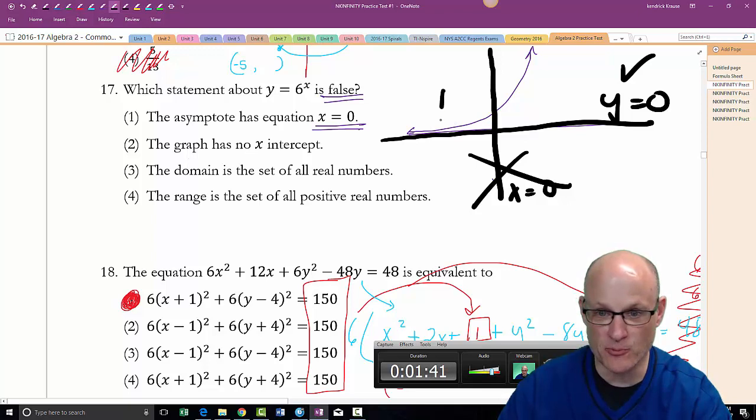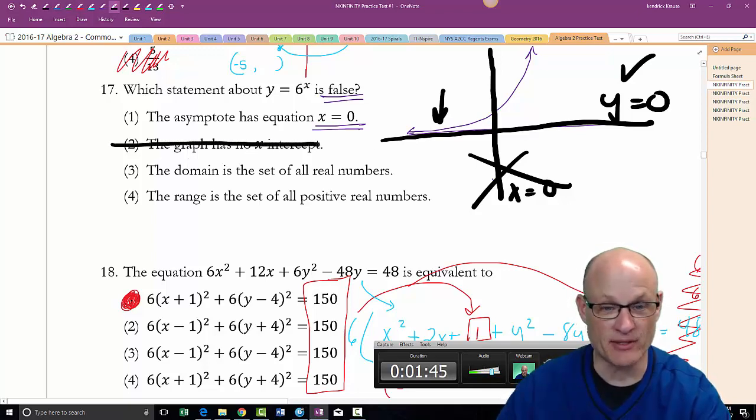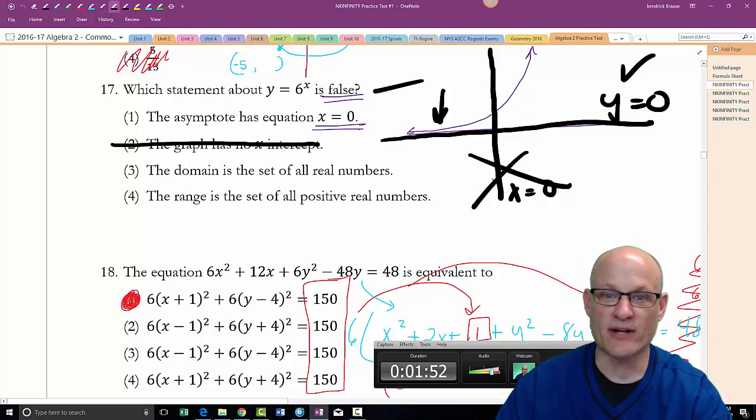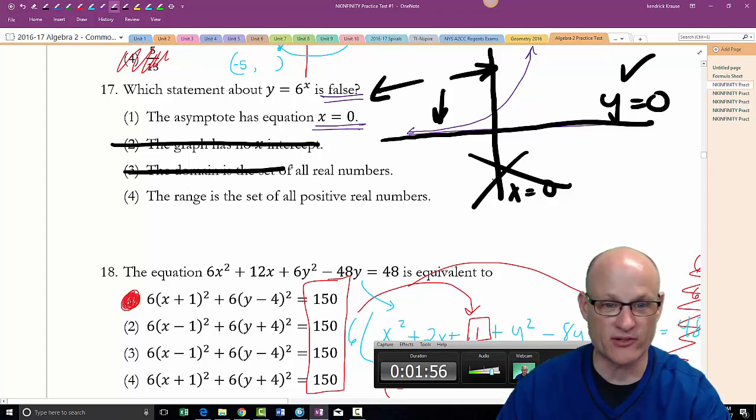This graph has no x-intercepts. That's true. This purple line never hits the x-axis. So that is, in fact, a true statement. I think in the video on the one I did the first time, it said that was true. The domain is the set of all reals. Does it go forever and ever left? Yep. Does it go forever and ever right? Yep. So the domain is the set of all reals. That is true.